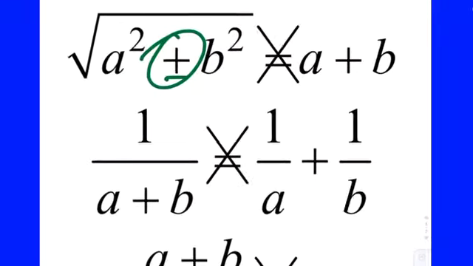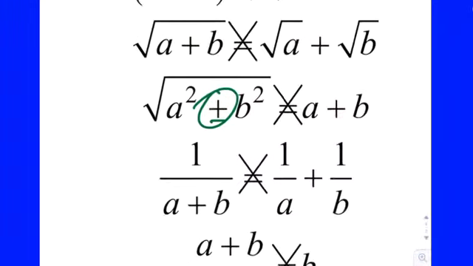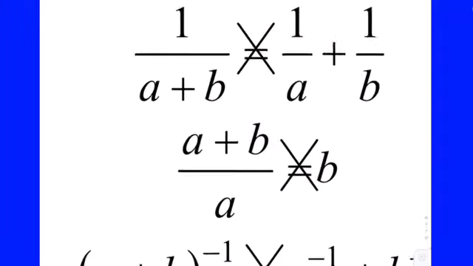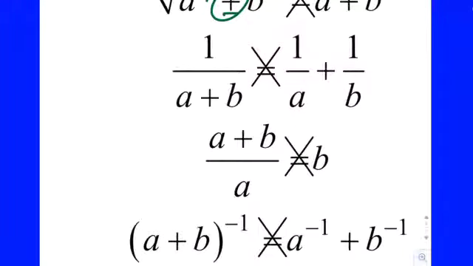Here's one that's pretty interesting. You cannot split up denominators. 1 over a plus b is not 1 over a plus 1 over b. You cannot split up denominators. Here's kind of the second side of that coin. If you do have a plus b divided by a, this is a big one that students try to do. They see that the a's are there and they want to divide out those a's and they think they're left with a b.